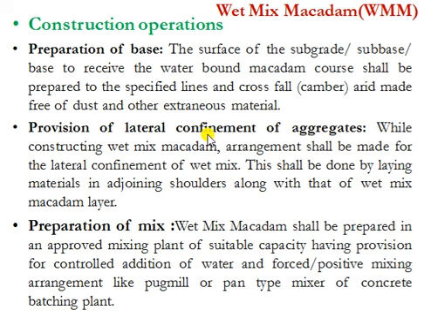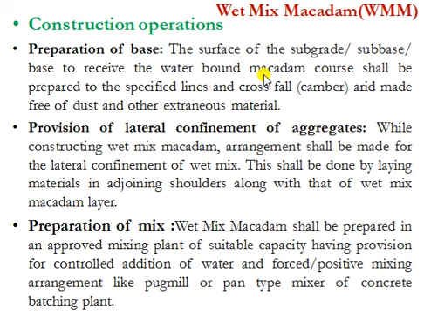So the second process, or second stage, in the construction of WMM pavement is provision of lateral confinement of aggregates. While constructing wet mix macadam, arrangement shall be made for the lateral confinement of the wet mix. This shall be done by laying material in the adjoining shoulders along with that of the wet mix macadam layer. So after preparation of base, the wet mix macadam is laid. So here, before laying the wet mix macadam, we should provide a lateral confinement for the wet mix.